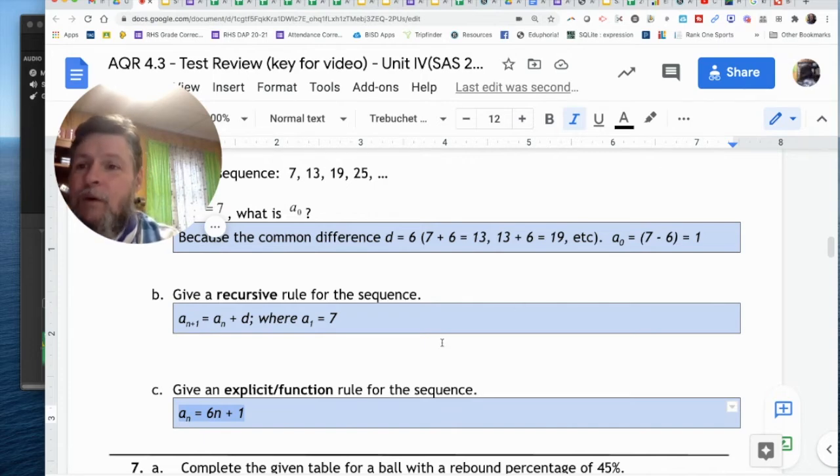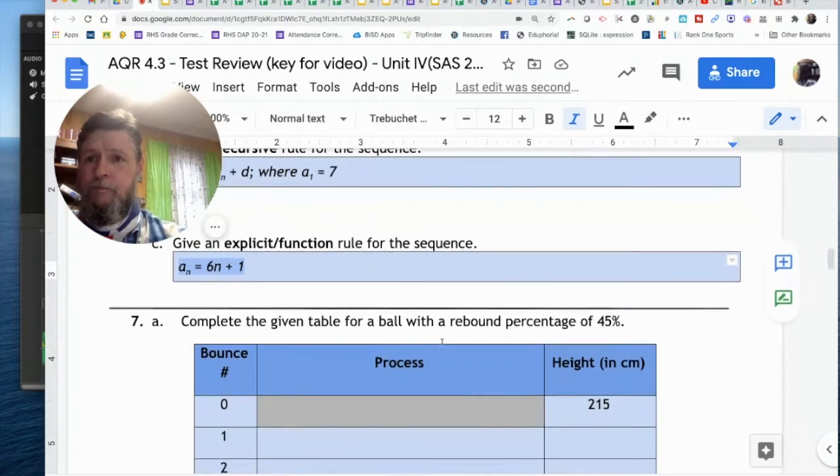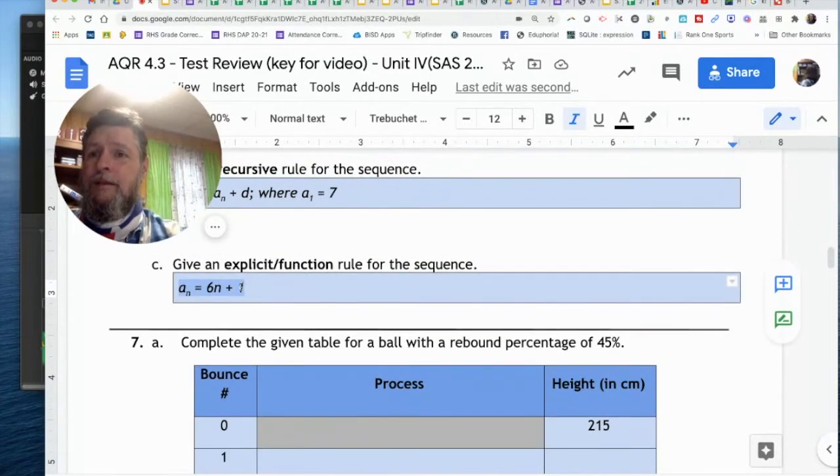We don't have to give the initial value in the explicit function. If we do, it's going to be 1 in that particular instance, but d in this case is going to be 6, from 7. The initial value would have been 1. However, we started at a1 over here.